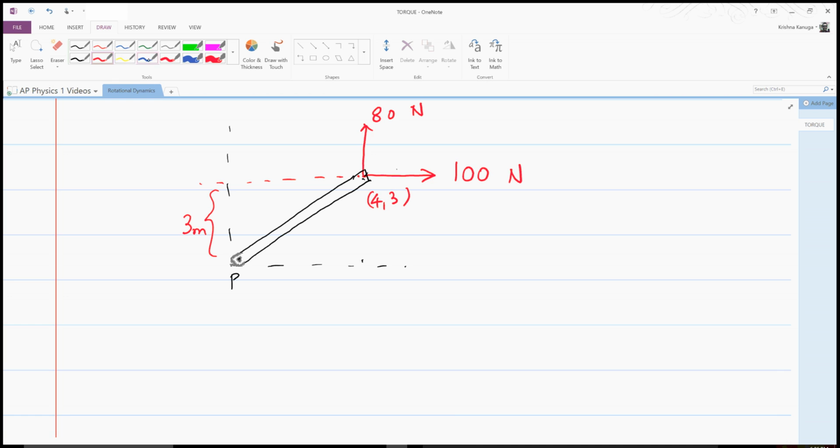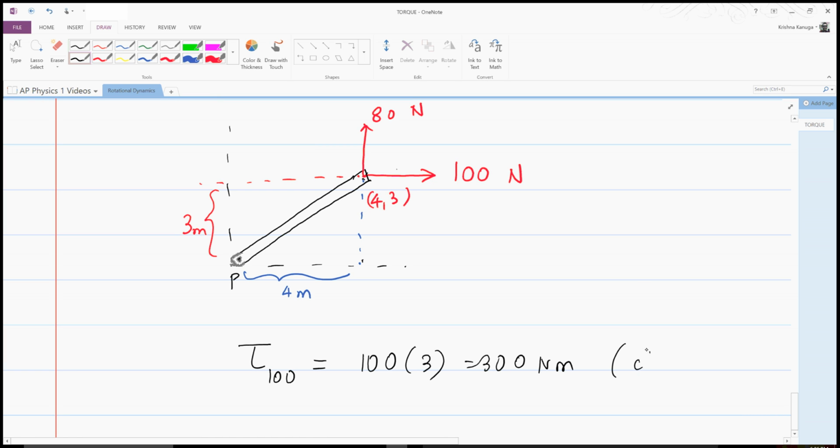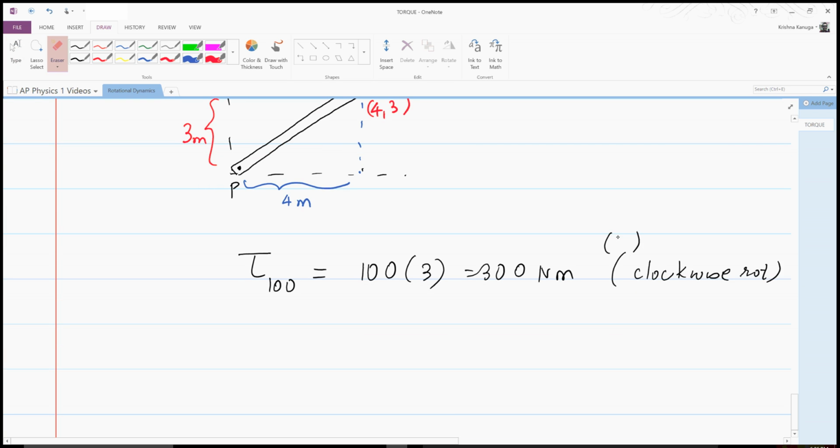We do the same thing for the other one, and we notice that the perpendicular distance of the 80 Newton force from the pivot is 4 meters. Now that we have these individual distances, the torque due to 100 is going to be equal to 100 times 3, which is 300 Newton meters, and it is in the clockwise direction. So this creates a clockwise rotation. So this is a positive torque, this is a negative torque.